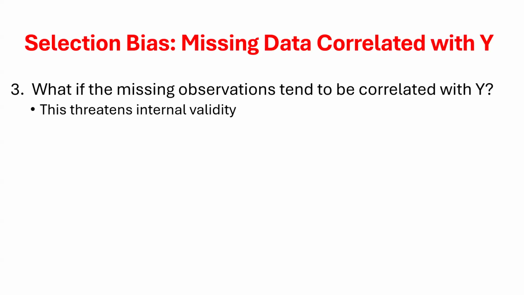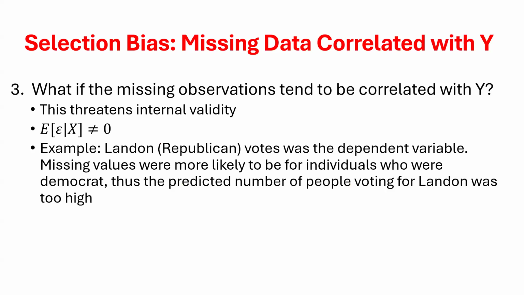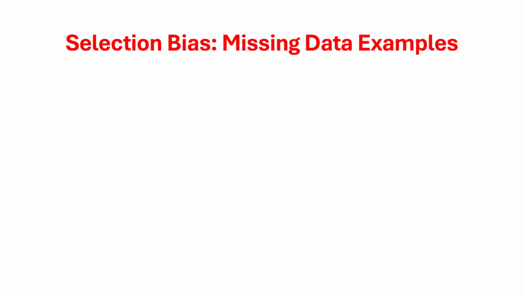So if we've got missing observations correlated with Y, right there, the expected value of our error term for different values of X is not going to be equal to 0. Now we're going to have kind of this biased estimate. It's essentially like what we had with that non-response bias, right? So I'll kind of work through some actual data examples here.